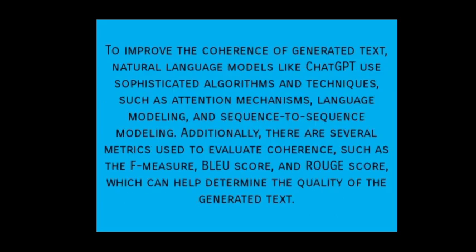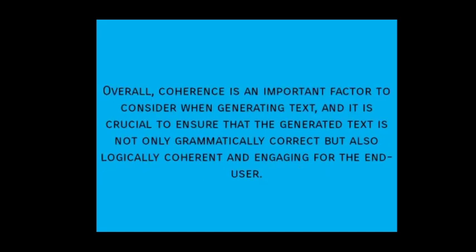To improve the coherence of generated text, natural language models like ChatGPT use sophisticated algorithms and techniques, such as attention mechanisms, language modeling, and sequence-to-sequence modeling. Additionally, there are several metrics used to evaluate coherence, such as the F-measure, BLEU score, and ROUGE score, which can help determine the quality of the generated text. Overall, coherence is an important factor to consider when generating text, and it is crucial to ensure that the generated text is not only grammatically correct but also logically coherent and engaging for the end user.